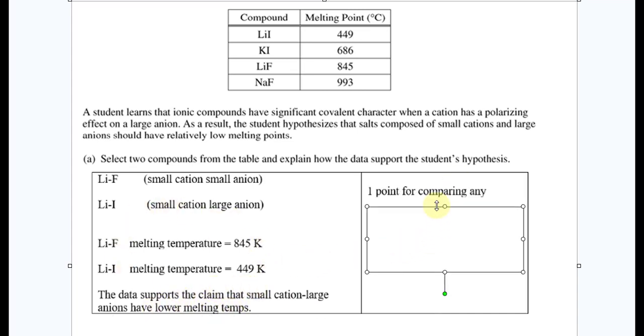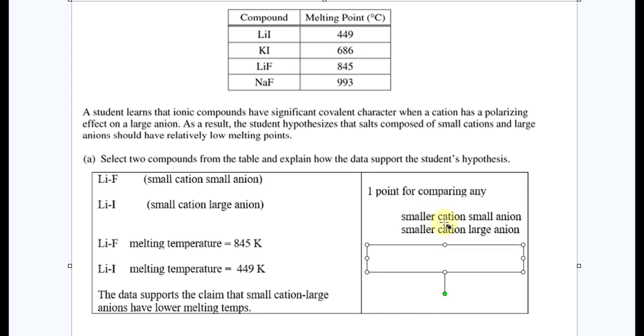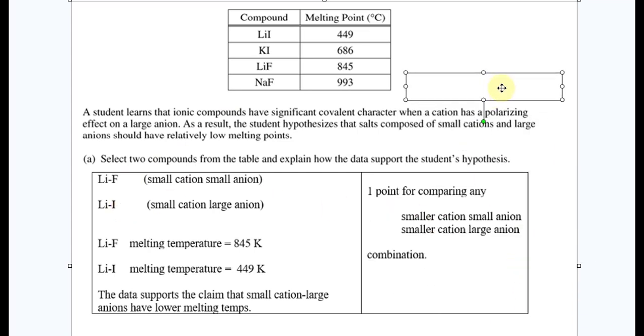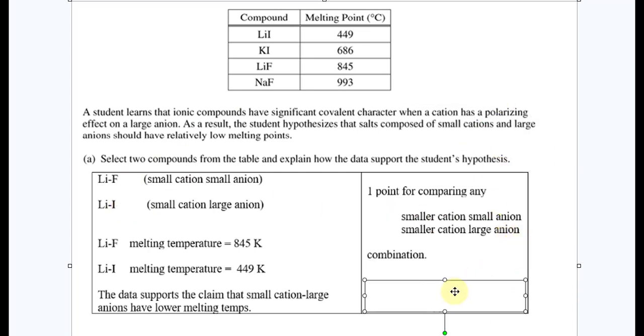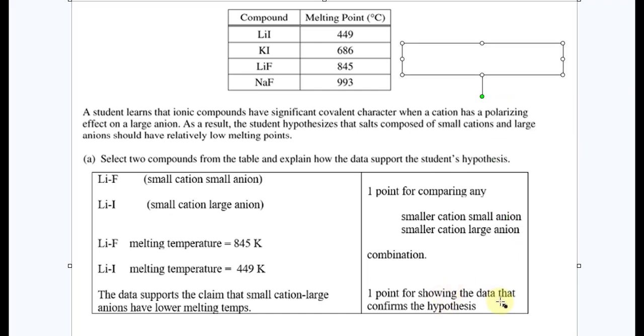2 points for this. 1 point for comparing any small cation, small anion, small cation, large anion. So that's it. You got 1 point for just saying LiF, LiI. And then that's the combinations they're talking about. And then showing data that confirms the hypothesis. You didn't have to worry about polarizing effects in anions. All they wanted was select 2 compounds, which they listed here, which you know, and explain how the data supports the student hypothesis, low melting temperatures.